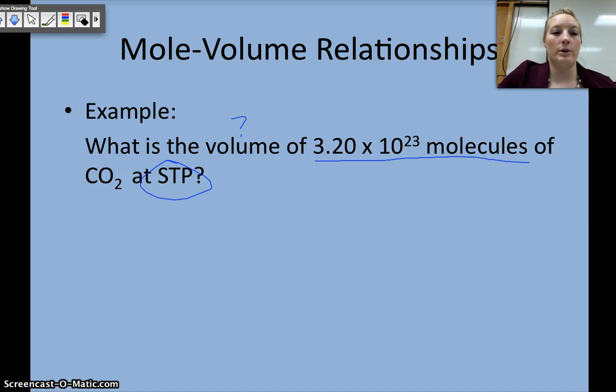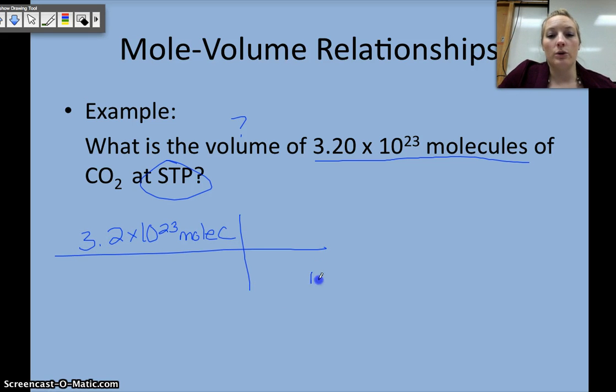So if we start with what we know, 3.2 times 10 to the 23rd molecules. We know that our next conversion, molecules, has to go on bottom. And from our mole map, we know that we are going to moles. And we know that for every 1 mole, there's 6.02 times 10 to the 23rd molecules. Molecules cancel, now we're in moles.